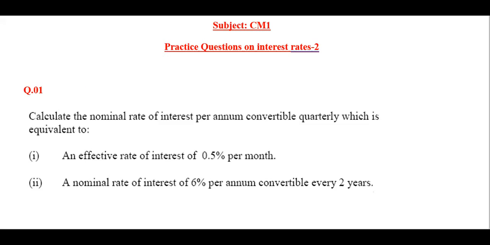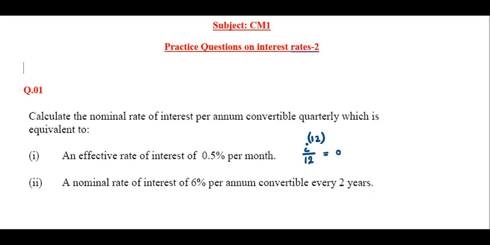So an effective rate of interest of 0.5% per month. So we are talking about 1 month interest rate. It's not a convertible one. There is no word convertible or nominal here. So 0.5% per month, that's a monthly interest rate. That's a monthly effective interest rate. So i-12 by 12 is given.